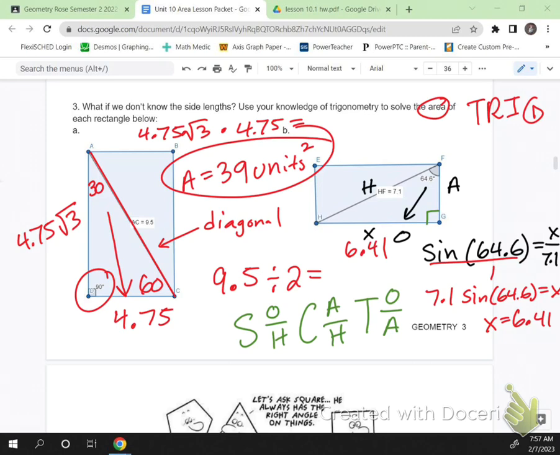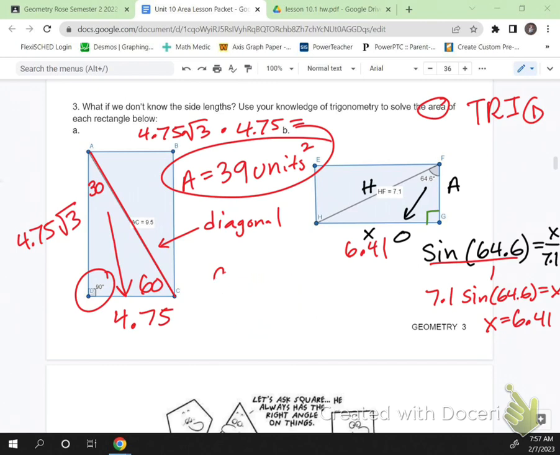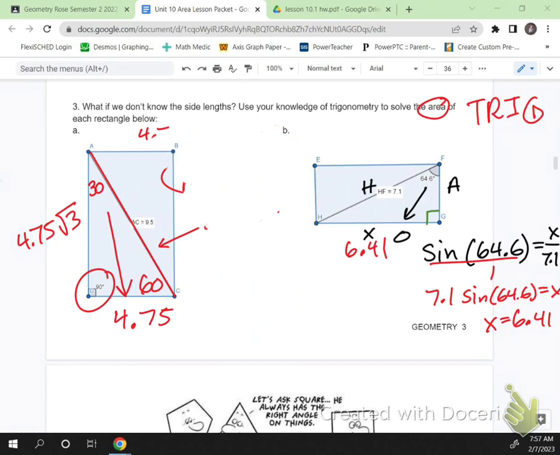Do I need to do more trig? How could I find the width? Pythag. Now we're going to do Pythag. Who can remind us what Pythag theorem is? Great, let's do it. A squared plus b squared equals c squared. Which one are we missing? A, B, or C? We're missing one of the legs. We're missing A or B. That just impacts where you put 7.1.